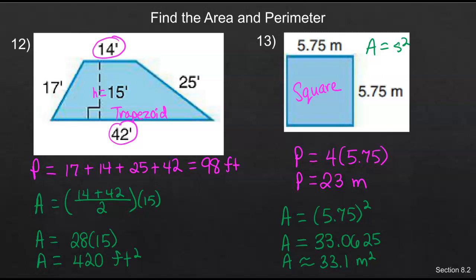Basically, identify the shape and use your formulas. You could have used area equals base times height, and this would have been the same. This is a 90-degree angle. It wasn't labeled on this, so we can figure that it is because of the length of these sides.